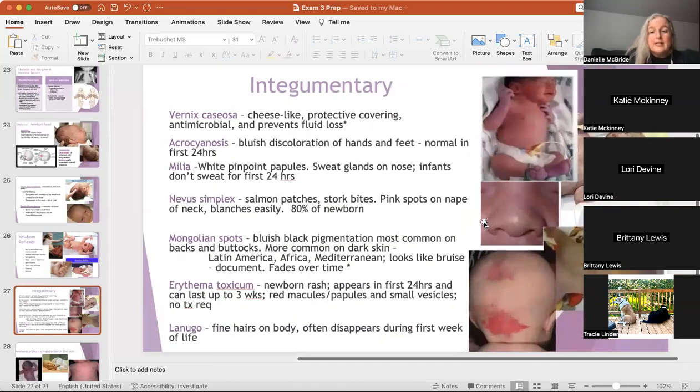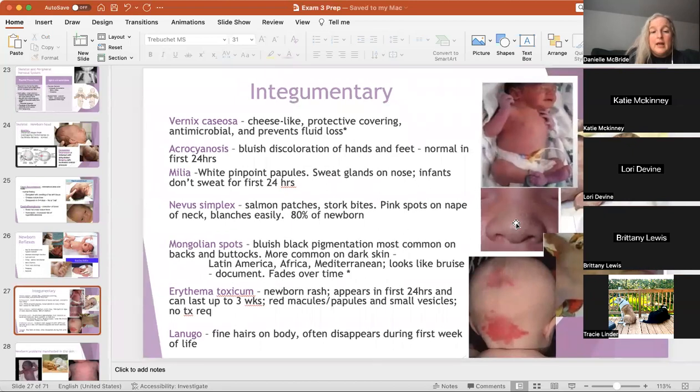Okay, so that's milia. Nevus simplex. This is a pretty exaggerated example, but this is what they also call a stork bite, and it's like a pink spot at the nape of the neck.